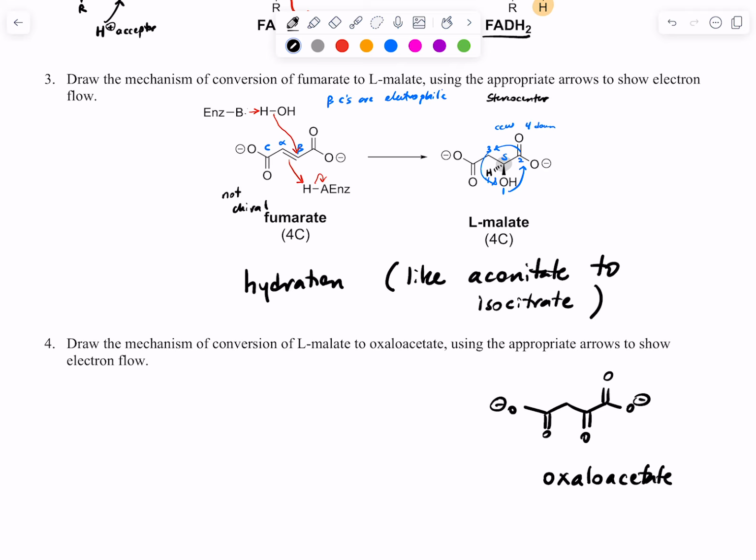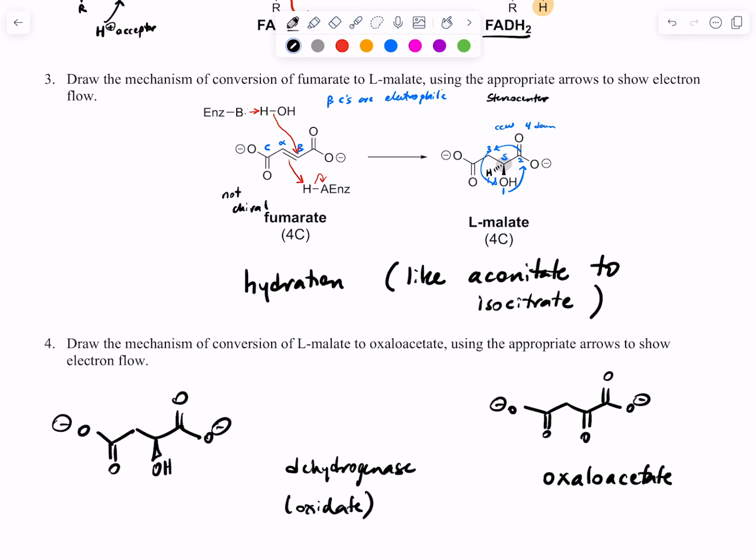First, tell me, if you didn't know the enzyme, what would you guess it is? Yeah, dehydrogenase, because you're starting with a secondary alcohol, malate, and you're going to a ketone. That's a redox reaction. That's an oxidation reaction.